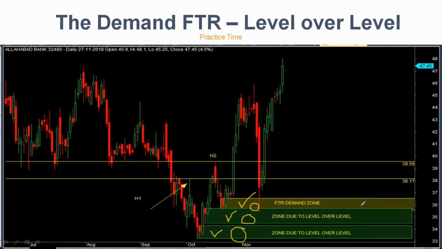FTRs are always DBR type patterns? No, only the base formation of the FTR zone is a DBR, or an RBD. That I understand. But you cannot say FTR is a DBR pattern.